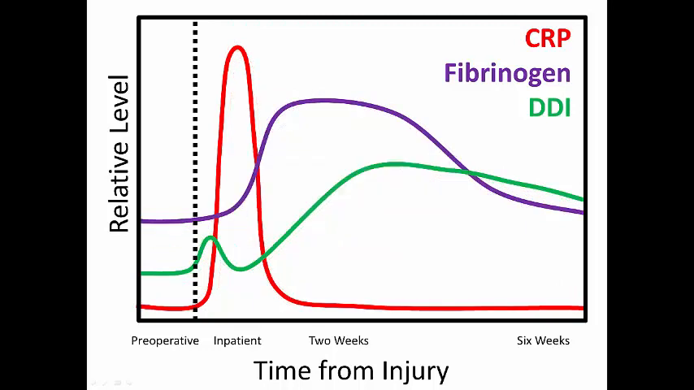For our healthy population, we found that CRP peaked on day 2 and was resolved by 2 weeks. Fibrinogen peaked between the inpatient period and 2 weeks and was resolved by 6 weeks, and D-dimer was not resolved within our 6-week time frame.